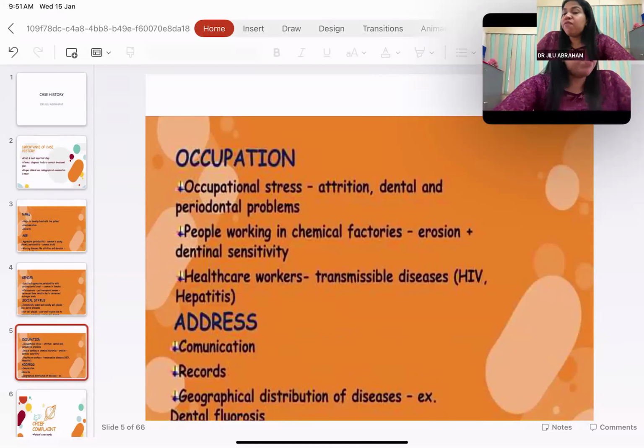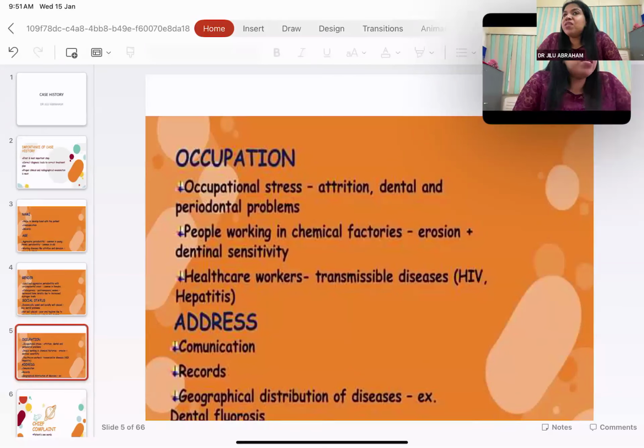Occupation we have to know very importantly, because occupational stress is a common factor nowadays. We have to know whether the patient has any bruxism, attrition, or wasting disease, because stress is very important. People working in chemical factories have a chance of getting erosion and sensitivity. So we have to know the occupational status of the patient.